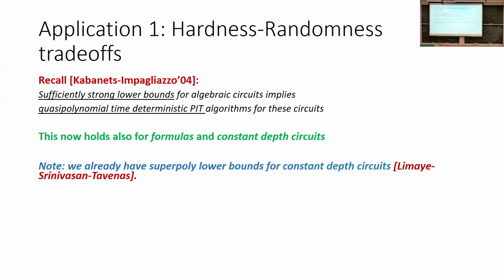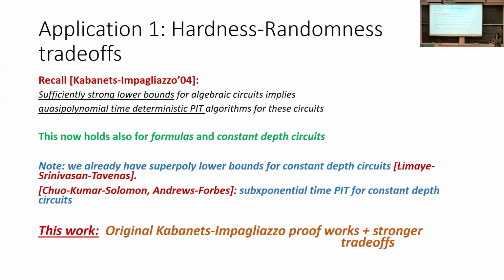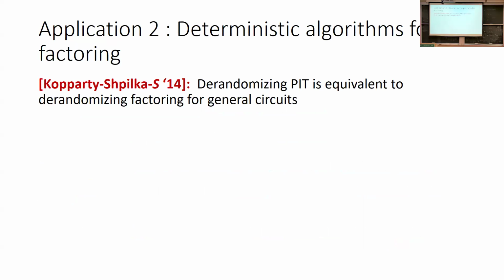One application is that we get better hardness randomness trade-offs for constant depth circuits. So now we know results like: if you have exponential lower bounds for constant depth circuits, you can almost de-randomize PIT for constant depth circuits. If you have exponential lower bounds for algebraic formulas, you can almost de-randomize PIT for algebraic formulas. So we get strong hardness randomness trade-offs. It's basically directly plugging our results into the Kabanets-Impagliazzo original proof, and these trade-offs just follow.